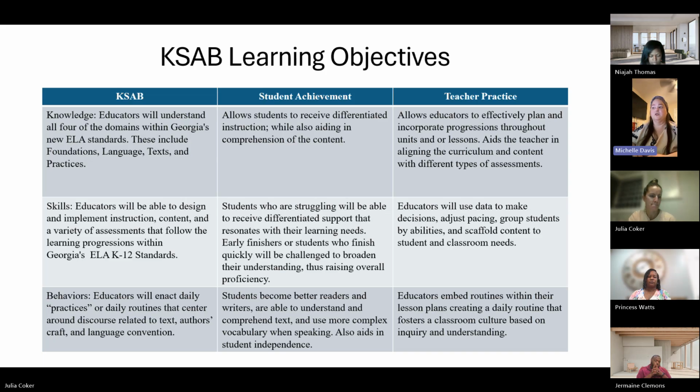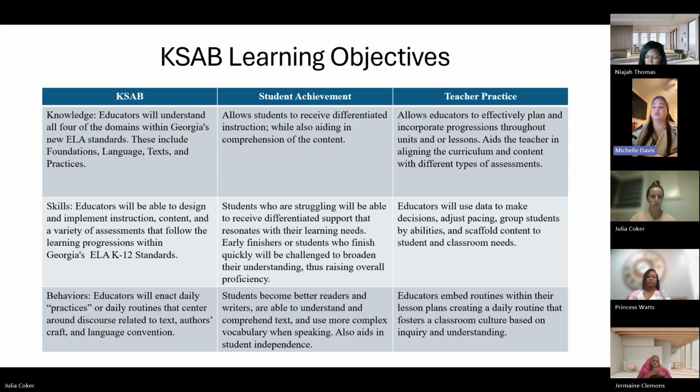So for student achievement, students who are struggling will be able to receive differentiated support that resonates with their individual learning needs. Early finishers, or students who finish quickly, will be challenged to broaden their understanding, and thus raising overall proficiency within that content area. Educators will be able to make data decisions, adjust the pacing of the content, group students by their abilities, and scaffold content to ensure that students are getting their needs met.